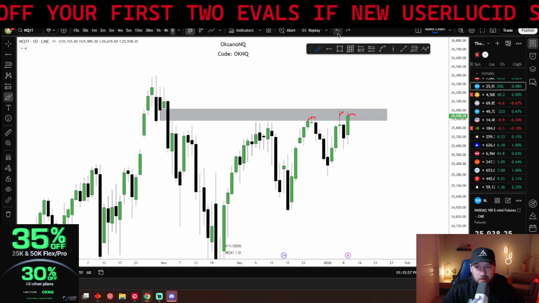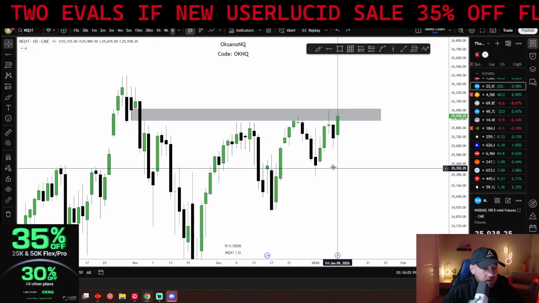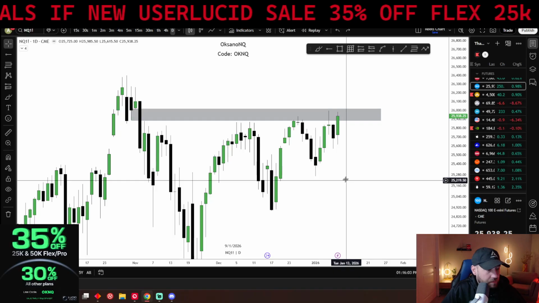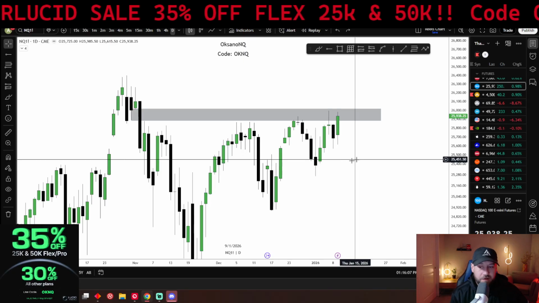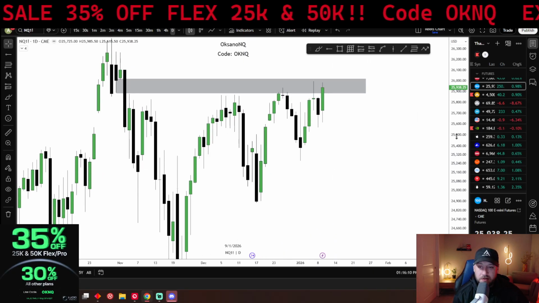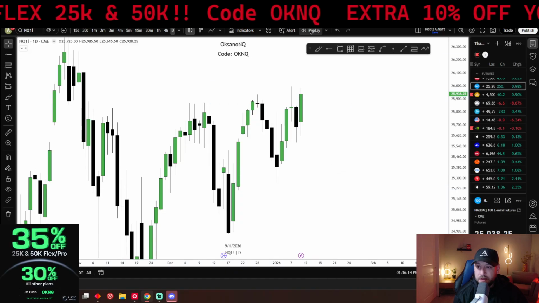So I know that we all like to use our inverses for bias, but we also have to use our regular FVGs as bounce spots and rejection spots. Exactly. We need to wait for the IFVG. So here's a prime example of this. Let me show you this.